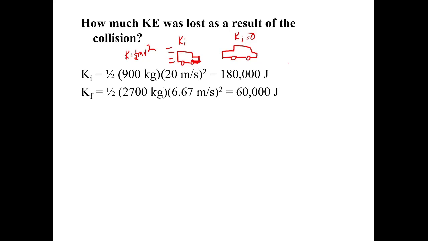Afterwards, they were stuck together. The little car is 900 and the big car is 1,800 kilograms. So overall, because they were smashed together, it is 2,700. So we see that kinetic energy is lost in this collision. It's not conserved in an inelastic collision. So we can easily subtract the two numbers and get how much is lost.